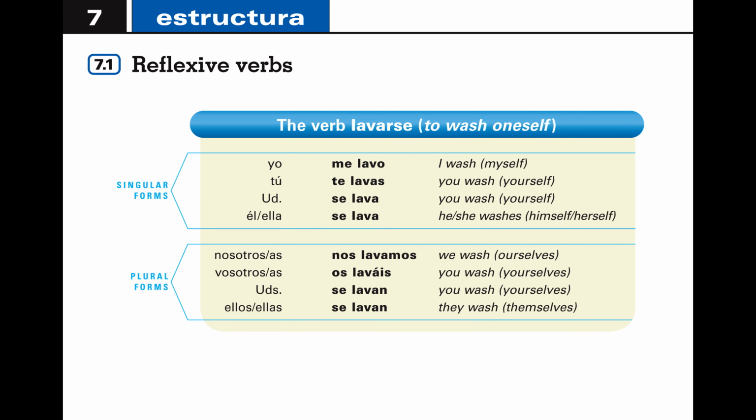Here's an example of the verb lavar, which is to wash. If I had lavarse, that would be to wash oneself. The singular forms of this reflexive verb are me lavo, te lavas, se lava, and se lava. Notice it's the same for the you formal as well as the he or she form. In the plural, it'd be nos lavamos, os laváis, se lavan, se lavan. Again, notice that for the ustedes form, we have the same reflexive pronoun and the same conjugation there as well.